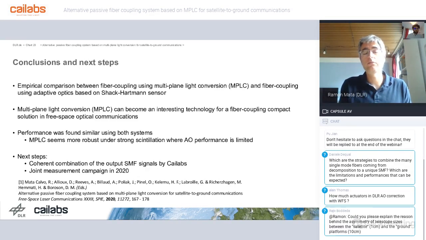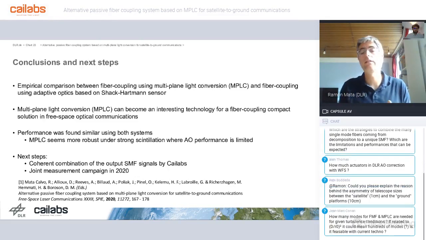So for the next steps, we would like to continue investigating this technology. We would like to test the equivalent combination of the output of the single mode fiber. Until now, we digitally combine all the outputs, but the idea is that we don't have 10 outputs, we have only one single output. So the idea is to further test together with Cailabs and do more measurement campaigns to better characterize the performance of the system, and also to try this equivalent combination. And we are also planning a joint measurement here if the pandemic situation allows us to proceed like that.